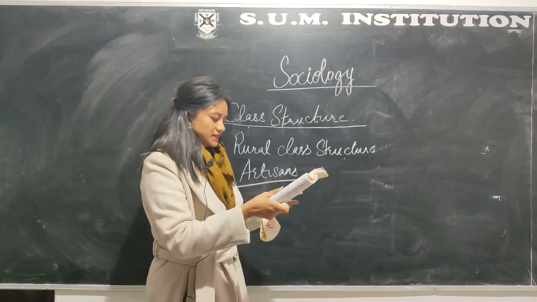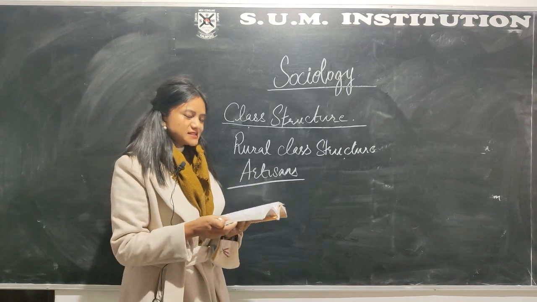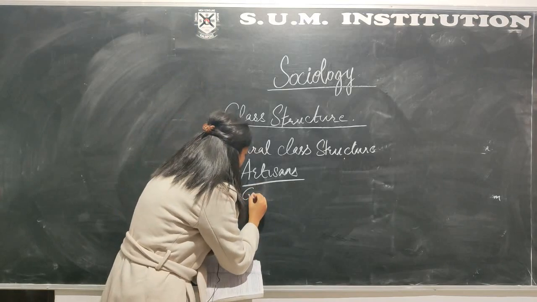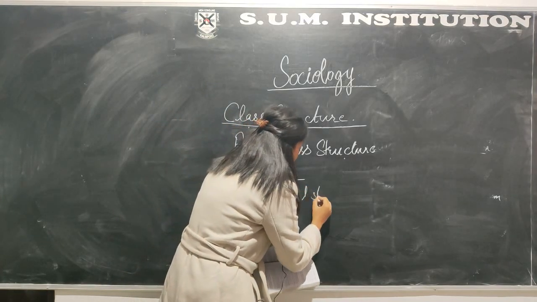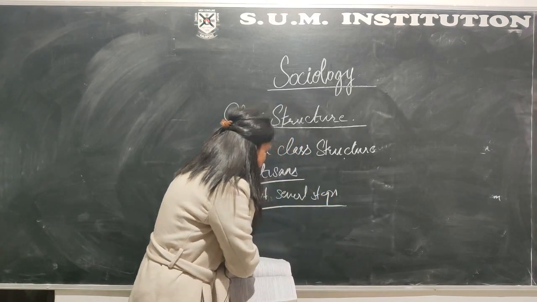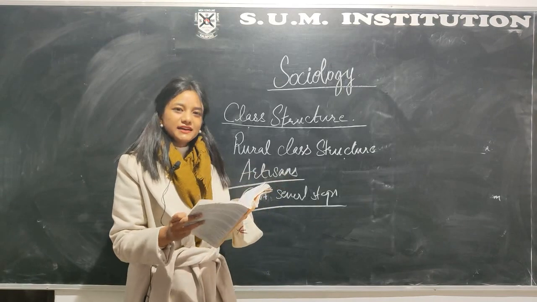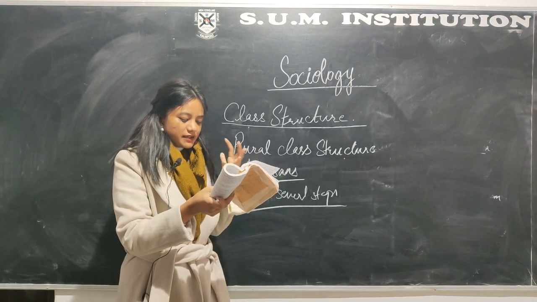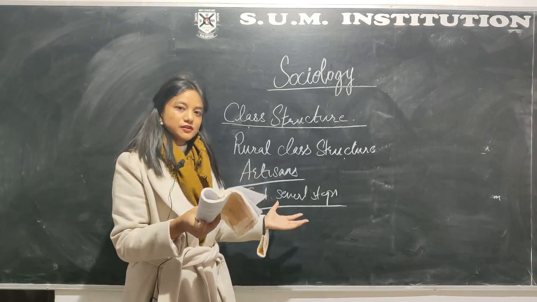So after independence, the government has taken several steps to improve the conditions of the artisans because they were badly hit during the British rule. Why were they badly hit? Because they couldn't compete with the large manufactured goods which were produced during the British time.